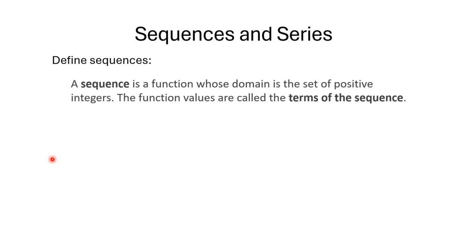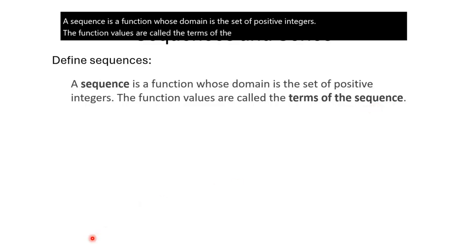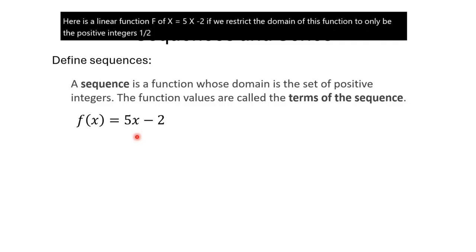Sequences and series. A sequence is a function whose domain is the set of positive integers. The function values are called the terms of the sequence. So, for example, here is a linear function, f of x equals 5x minus 2. If we restrict the domain of this function to only be the positive integers 1, 2, 3, 4, 5, and so on, then we will have what we call a sequence.